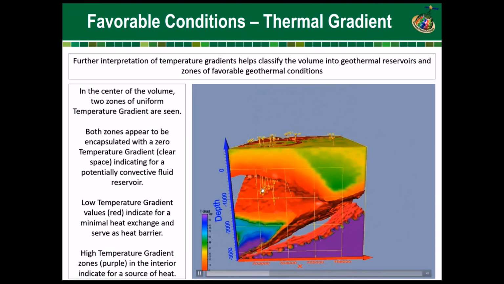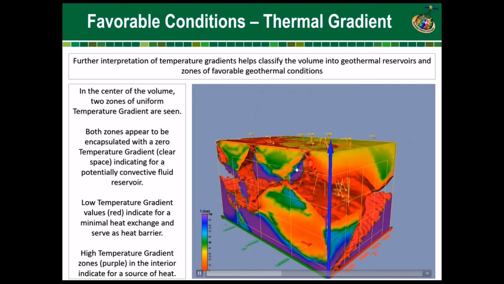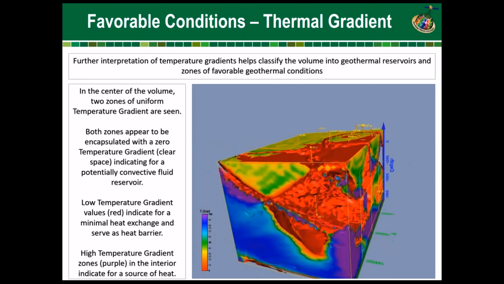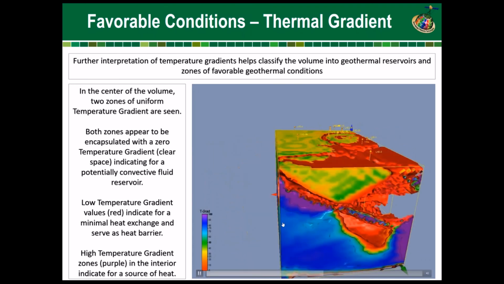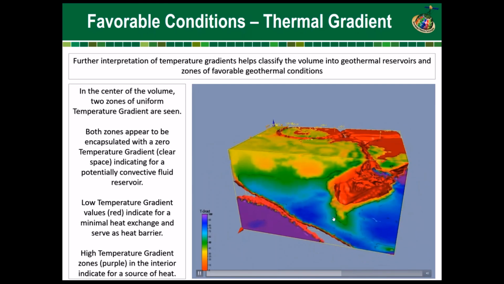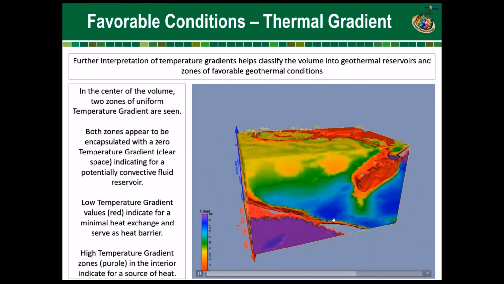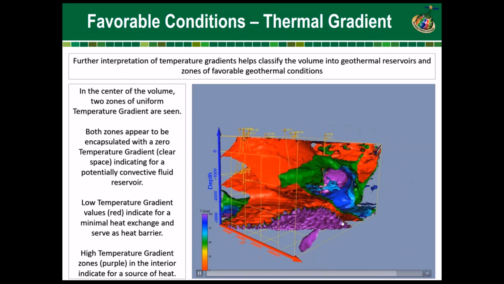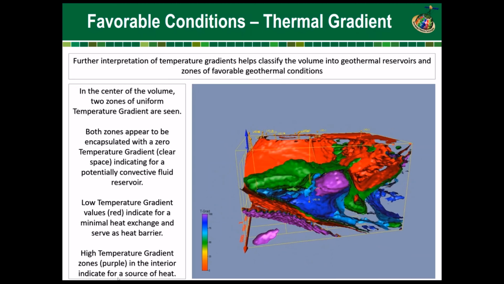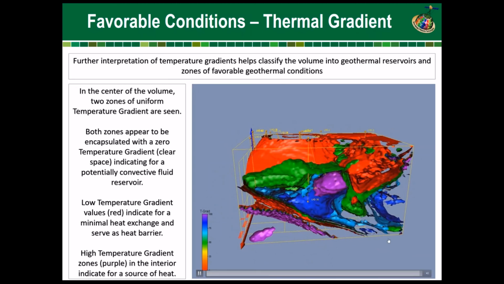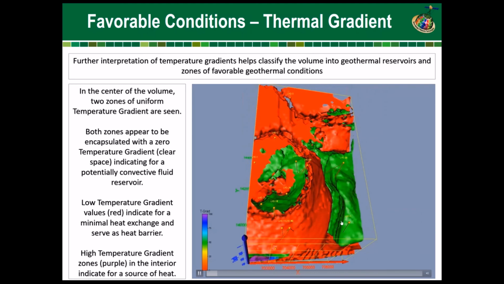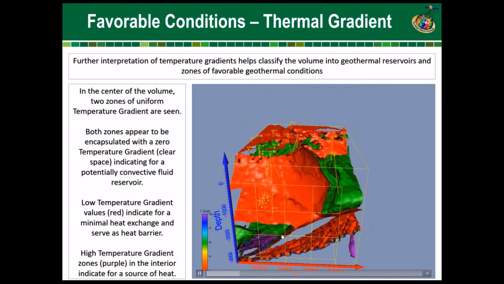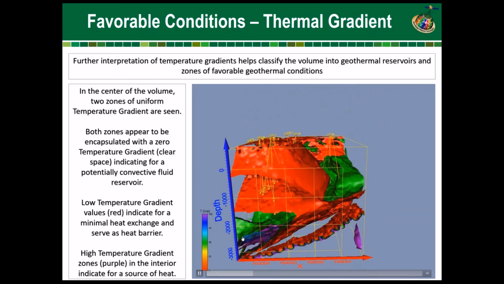Low temperature gradient values, which is red in color, indicate minimal heat exchange and serve as heat barrier. We're actually looking for very low or close to zero temperature gradients, which would be indicative of convective reservoirs. High temperature gradient zones, for instance, the ones depicted with blue and purple color in the interior, indicate a source of heat. So the ones that you just saw in purple color indicate a source of heat, such as the one shown right here at the bottom left.